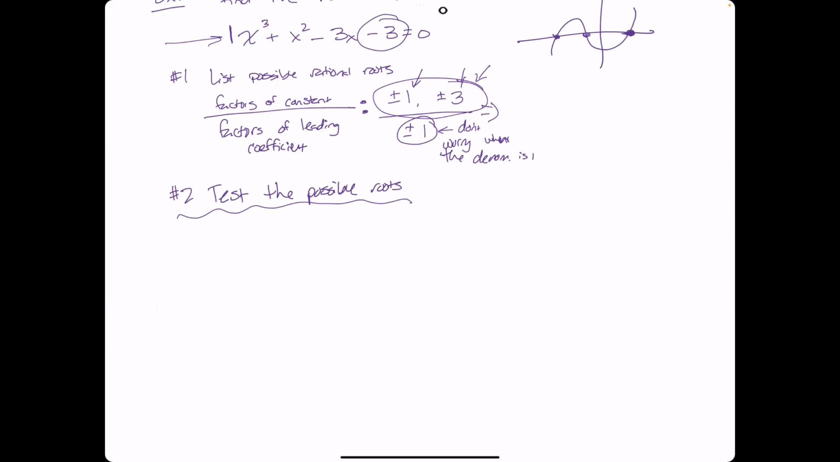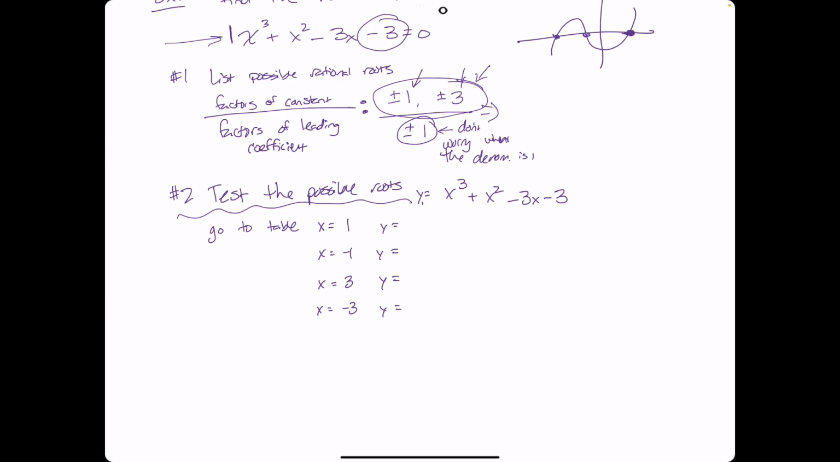So we have the original equation of x to the third. You might want to use your graphing calculator for this and put this into your y equals: plus x squared minus 3x minus 3 into y1. Then you can go to your table and say, when x equals 1, what does y equal? When x equals -1? When x equals 3? When x equals -3?